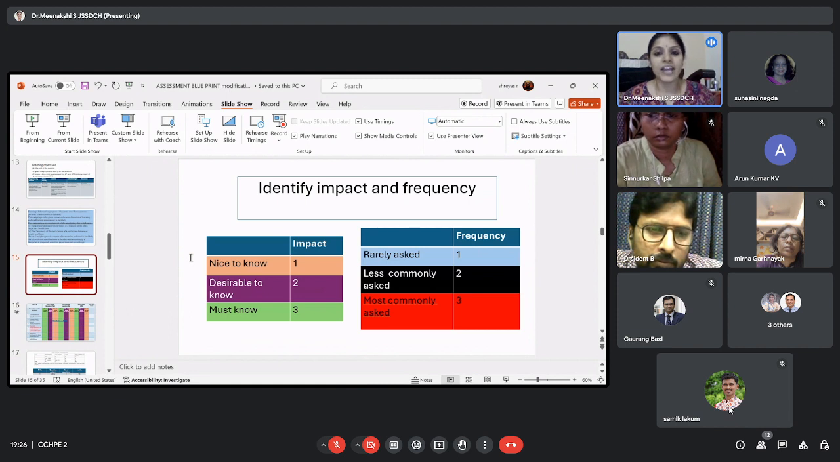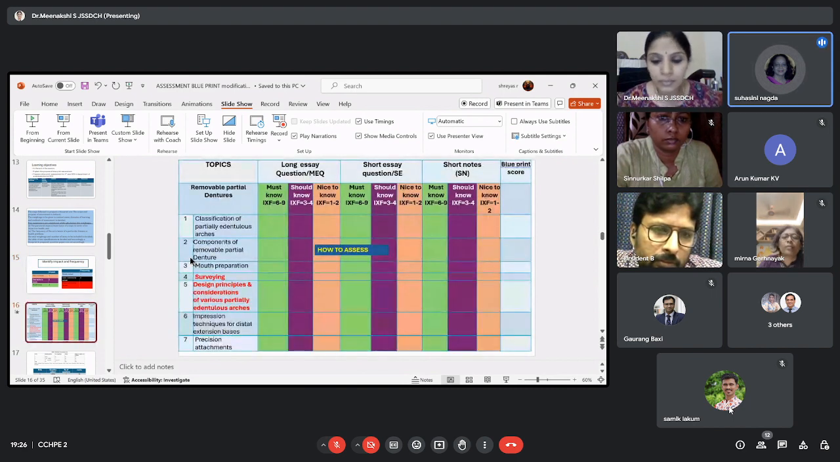The impact, and this was discussed in the last two classes also, just for your information, is graded into 1, 2, and 3: whether it is nice to know, desirable to know, or must know. And frequency is rarely asked, less commonly asked, and most commonly asked. These are the numbers which we give for the questions.